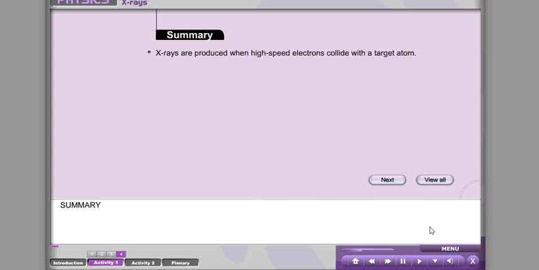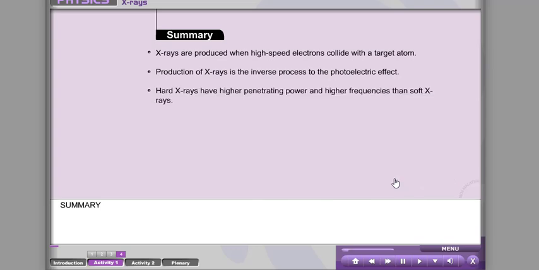Summary: X-rays are produced when high-speed electrons collide with the target atom. Production of X-rays is the inverse process to the photoelectric effect. Hard X-rays have higher penetrating power and higher frequencies than soft X-rays.